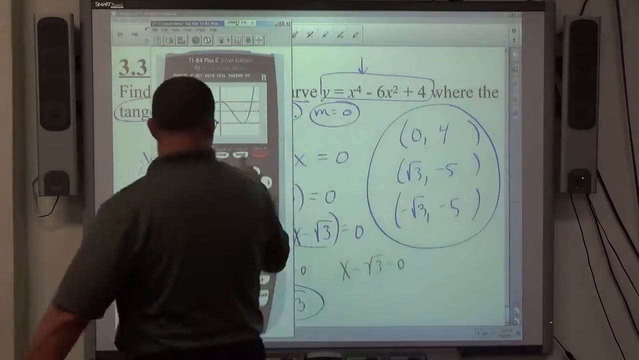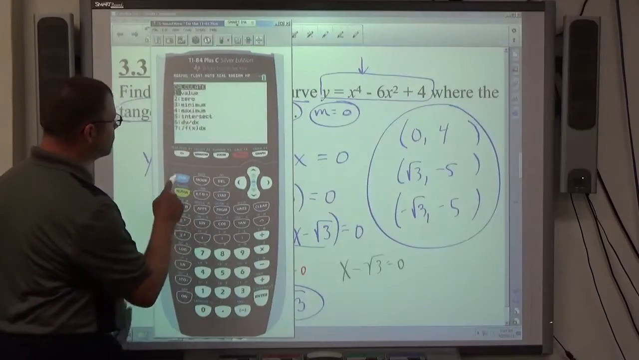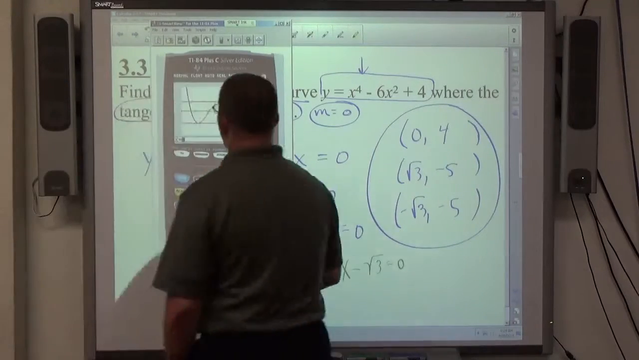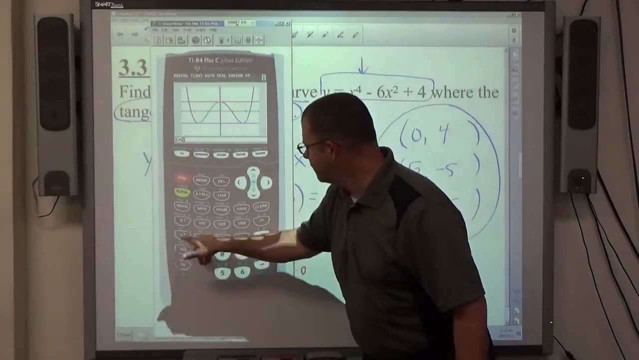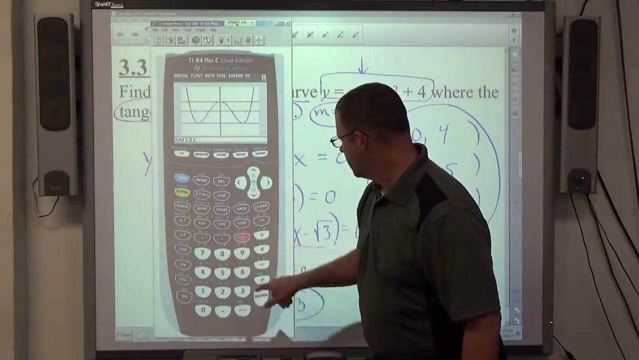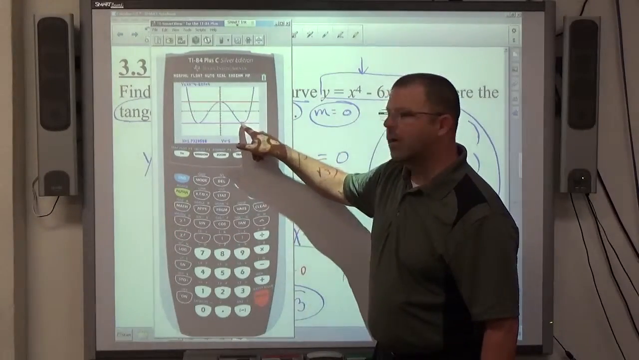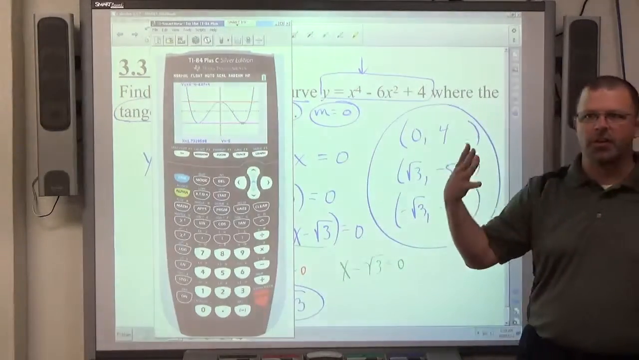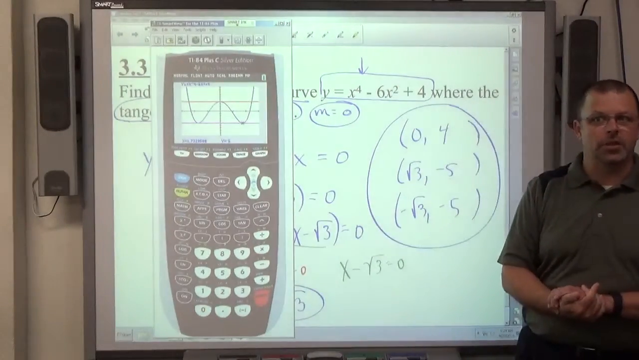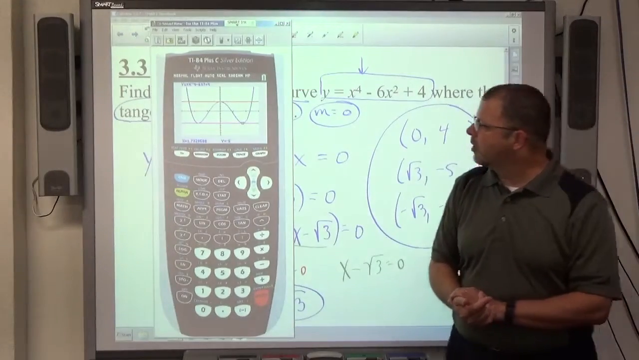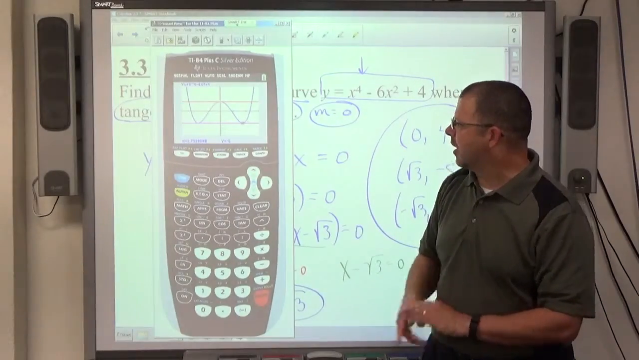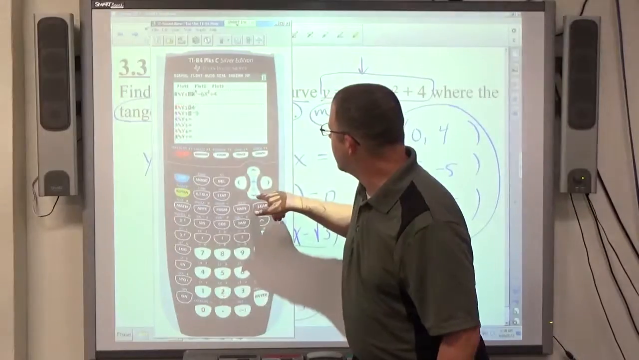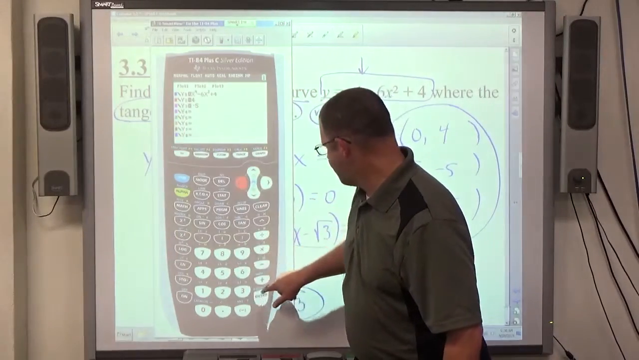If I type in calculate value, and I type in the square root of 3, notice there's that point right there where that horizontal tangent line occurs, right? So that's a visual verification that we got everything correct here. But notice what occurs at those tangent lines. So let me just erase those tangent lines real quick. Regraph.